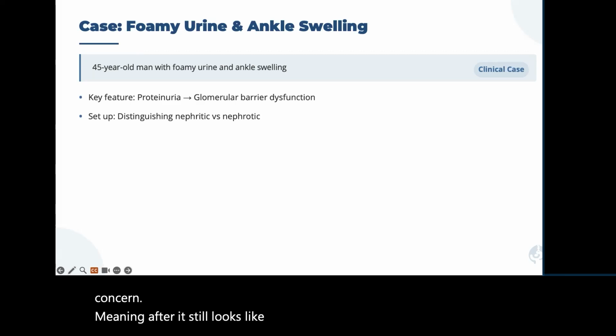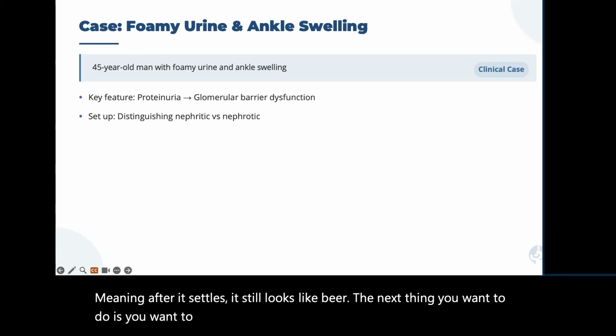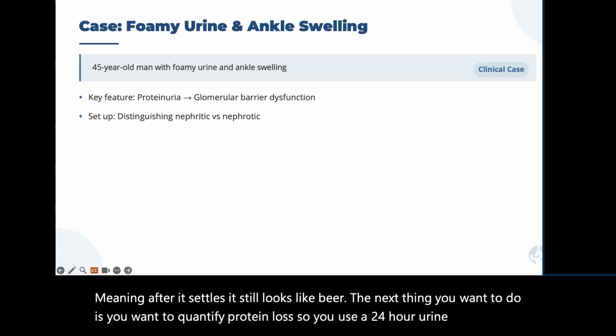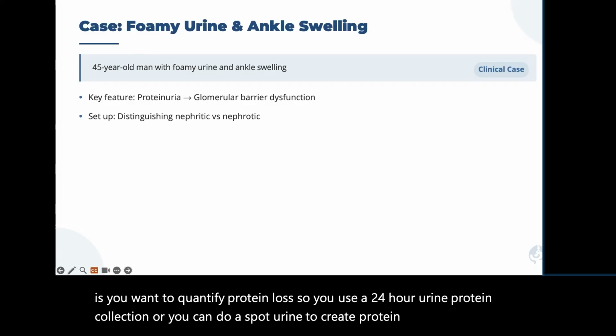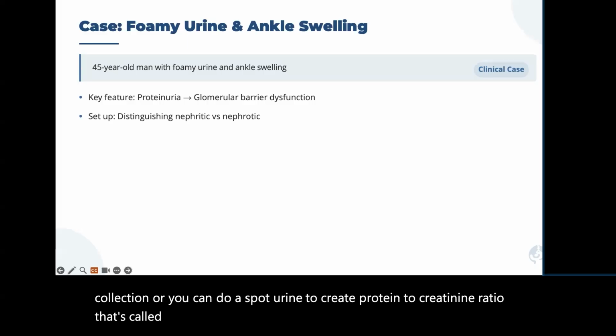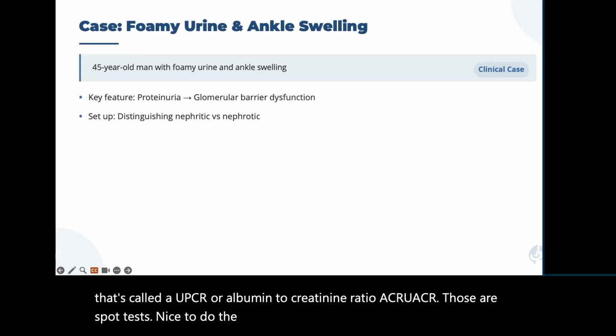The next thing you want to do is quantify protein loss. So you use a 24-hour urine protein collection, or you can do a spot urine protein to creatinine ratio, that's called a UPCR, or albumin to creatinine ratio, ACR, UACR. Those are spot tests, nice to do. The most accurate is the 24-hour urine.